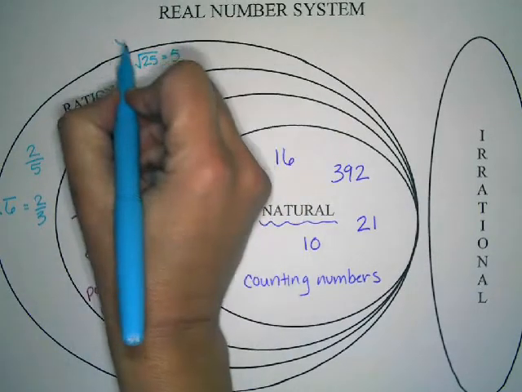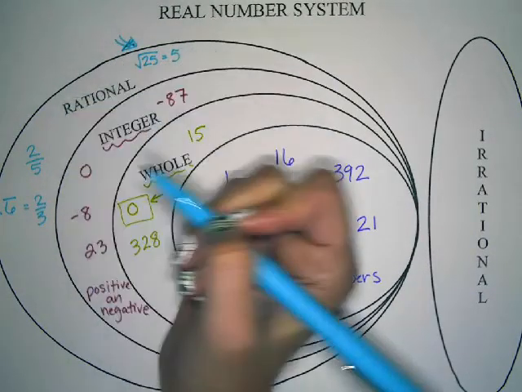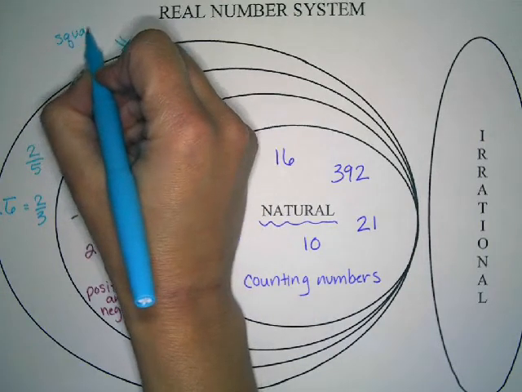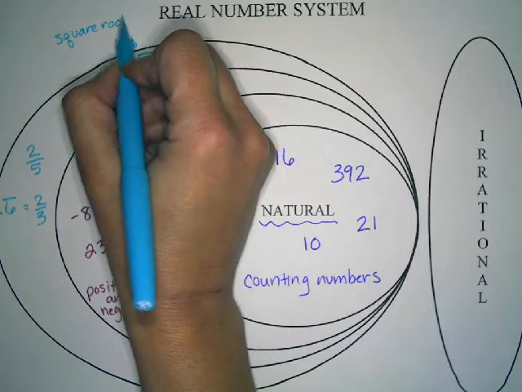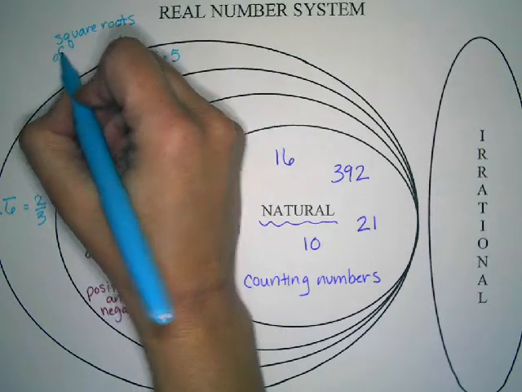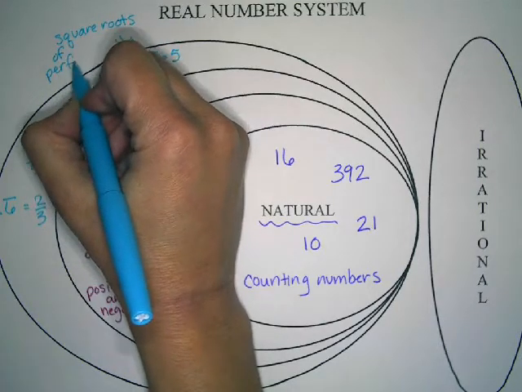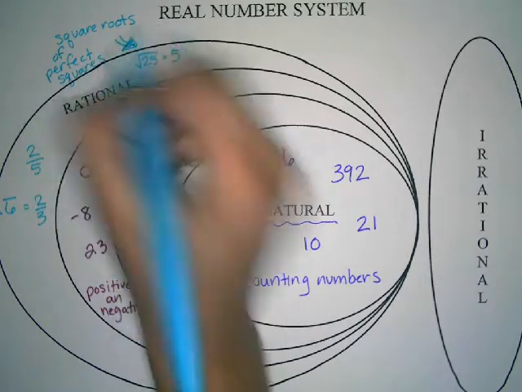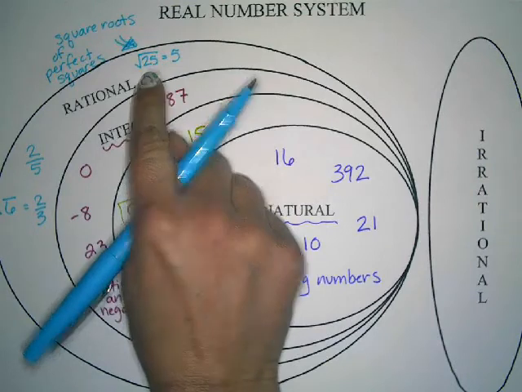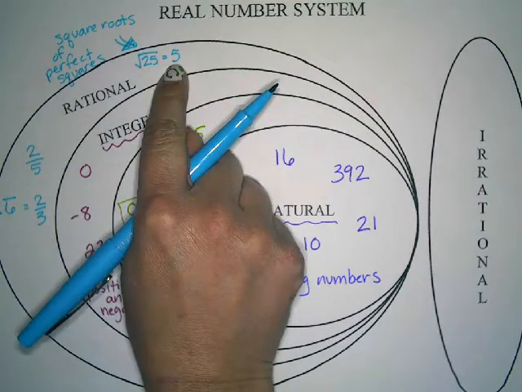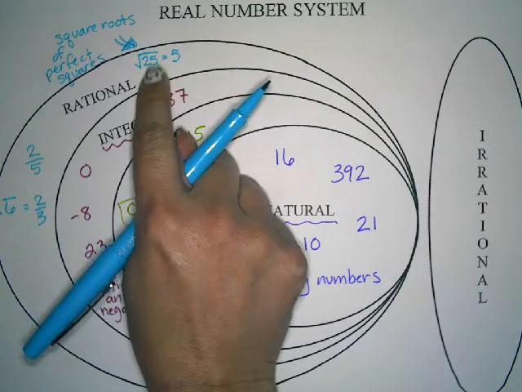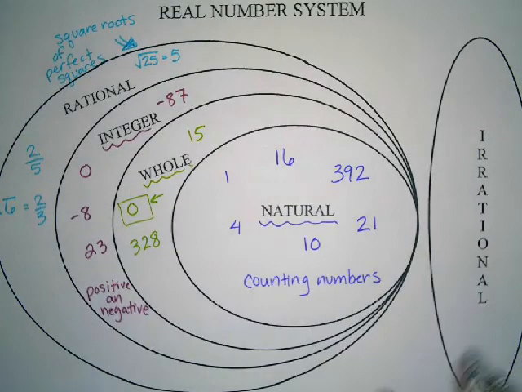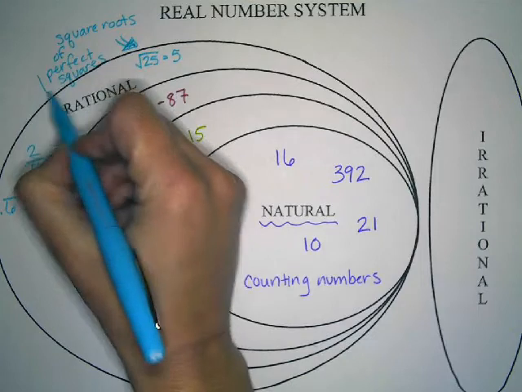So we're going to write in here that we could also include square roots of perfect squares. Okay, so square roots are only rational if it's a perfect square. So 5 times 5 is 25. You could do 4 times 4 is 16. So the square root of 16 would be a rational number. It has to be your perfect squares.